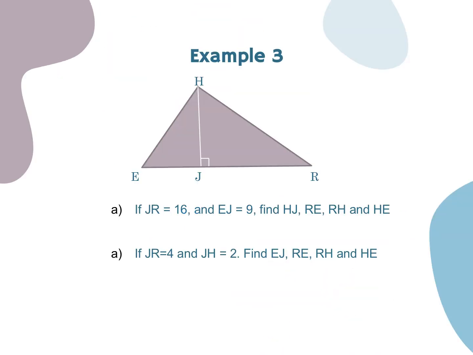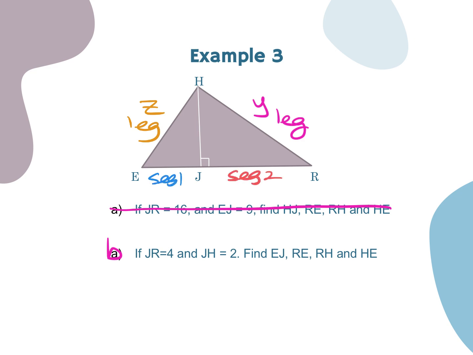Last example. Again, we're doing the second row here. This should have been a B. All right, so let's label the picture again. So again, I've got a leg here. We're going to call it Y. We've got this leg. I'm going to call it Z. This will be segment 1. This will be segment 2. This will be my hypotenuse. And then I also have the altitude.